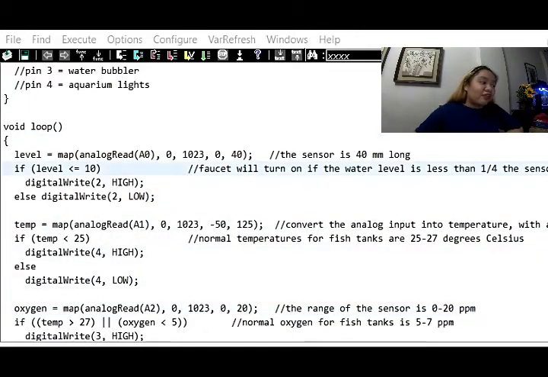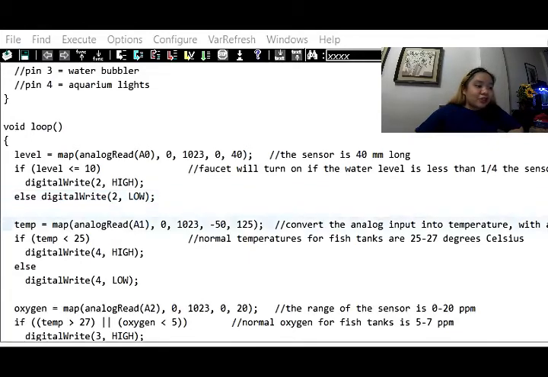For the water level, the sensor is 40 millimeters long or around 4 centimeters. So, if the water level is below 10 millimeters or less than 1/4 of the sensor, the pin 2 will turn on. Here we can see digitalWrite, 2 will be high, and if not, it will be low, which means that if the water level is still high, then the faucet will not turn on.